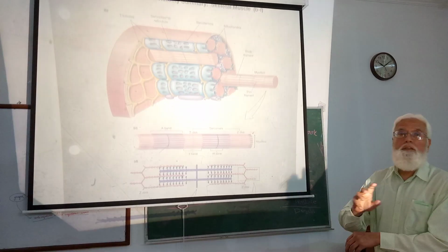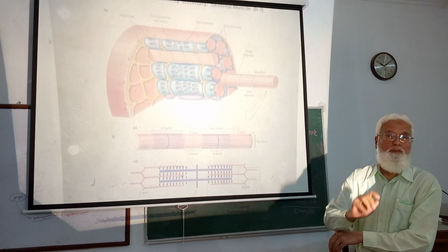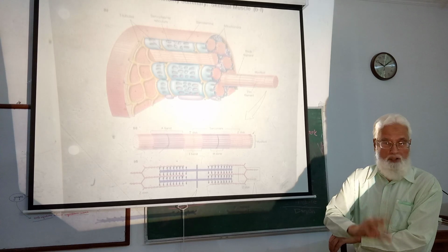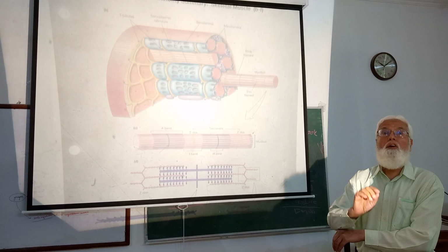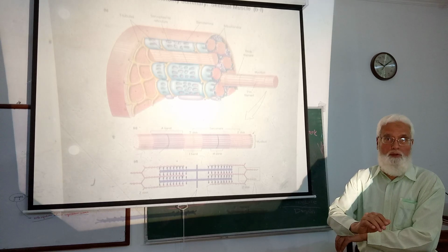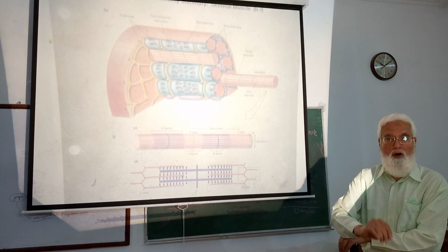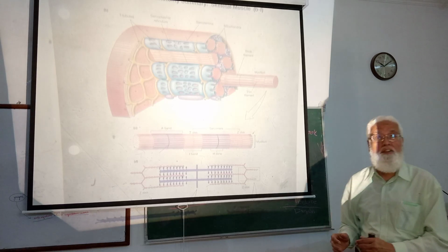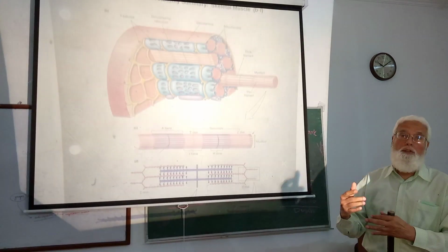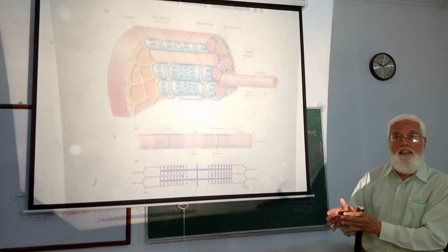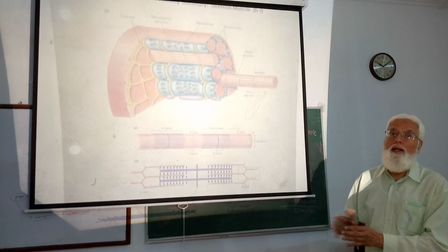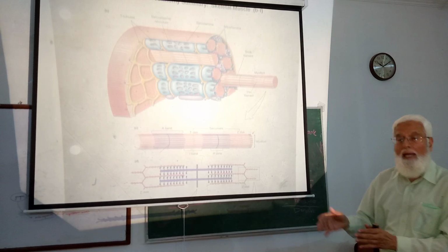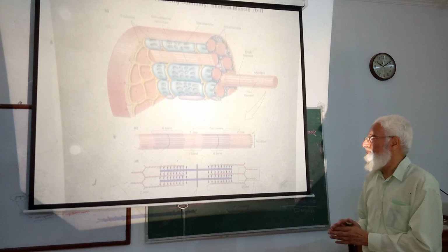You know, a skeletal muscle has transverse striations, or cross striations. These transverse striations are due to these alternate dark and light bands.